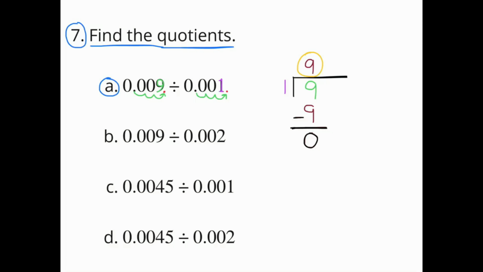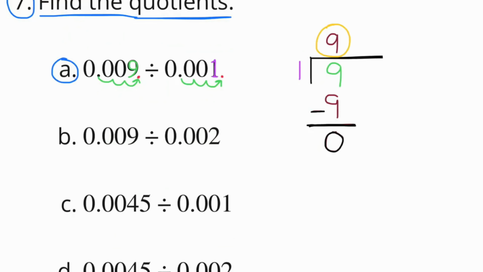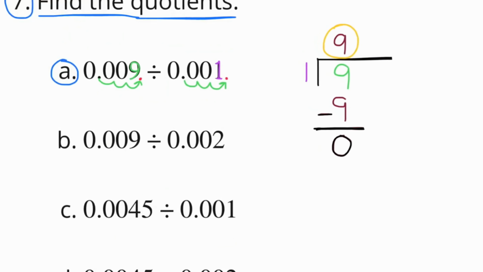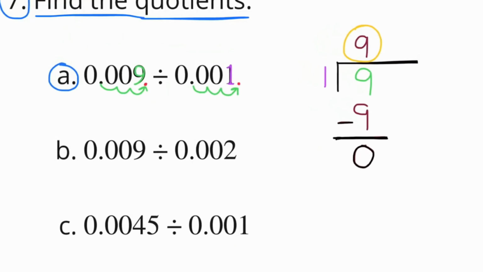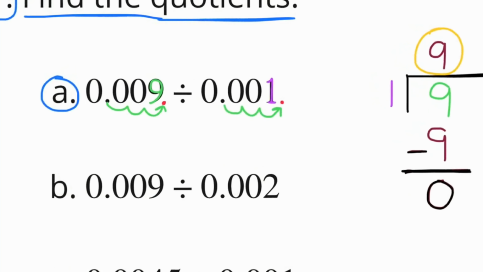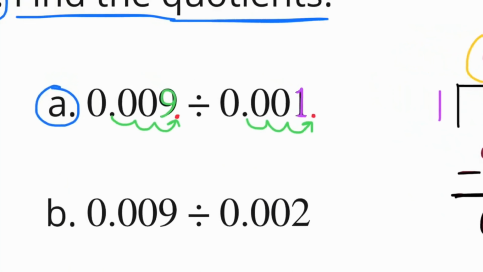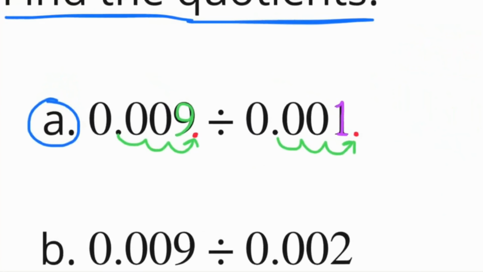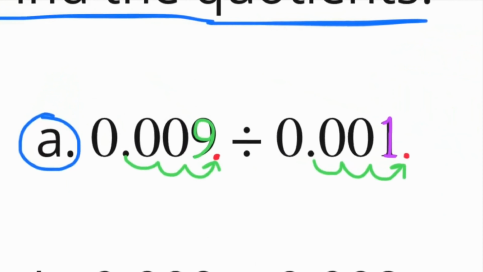I turn them into whole numbers by making the 9 thousandths 1,000 times bigger and making it a 9. As you can see, I moved the decimal point 3 places to the right to make it 1,000 times greater. I also needed to do that to the 1,000ths. I moved that decimal 3 places to the right to make it 1,000 times greater.